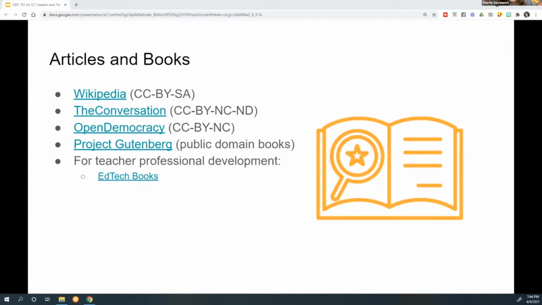And then for professional development, I like EdTech Books. Again, it's a lot of textbooks that teachers can use. It's focused a lot on educational technology, but there are also some ESL and second language acquisition professional development books in there as well.